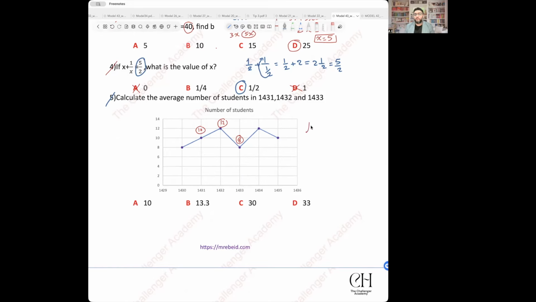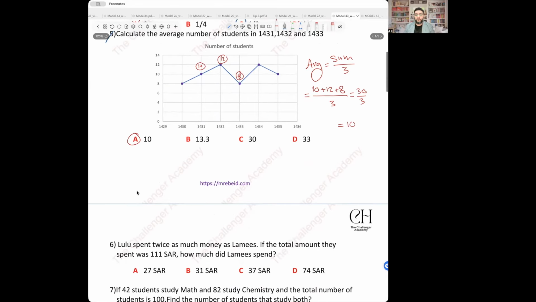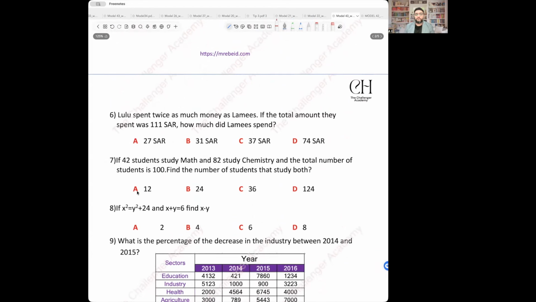To find the average, you will add all of them. So we'll find their sum over how many values we have, 3 values. It means you'll just add 10 plus 12 plus 8 over 3. So it will be 30 over 3, which equals 10. So the answer is 8. Let's move to question 6.